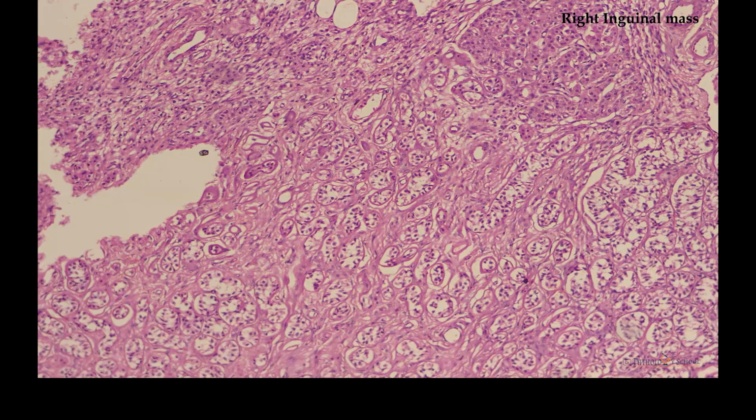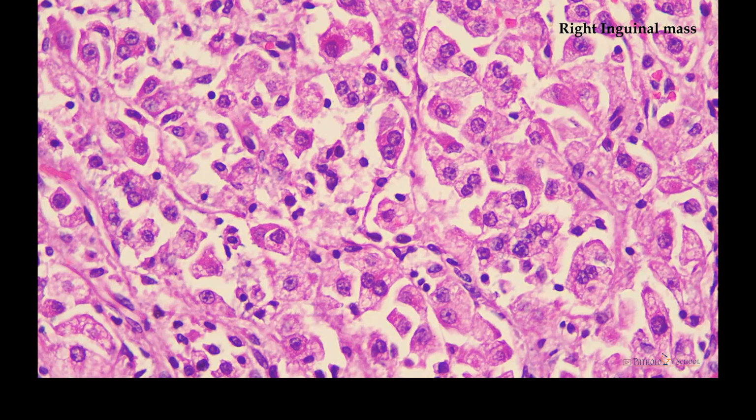Closer view again showing the round cells, the foaminess of the cytoplasm, eosinophilic cytoplasm, and round uniform nuclei. Some of the cells are binucleate with distinct nuclei. No significant mitotic activity was identified.